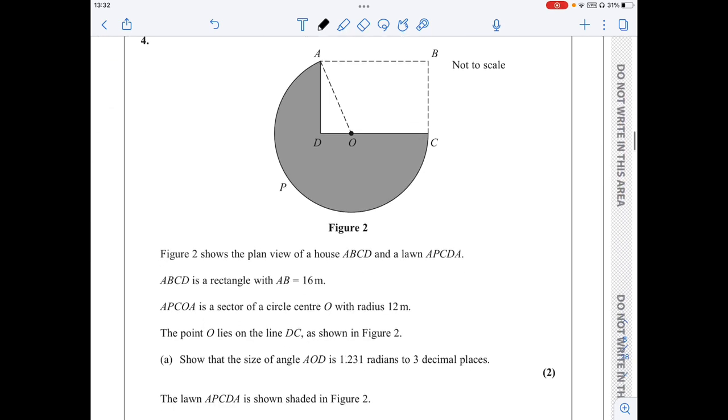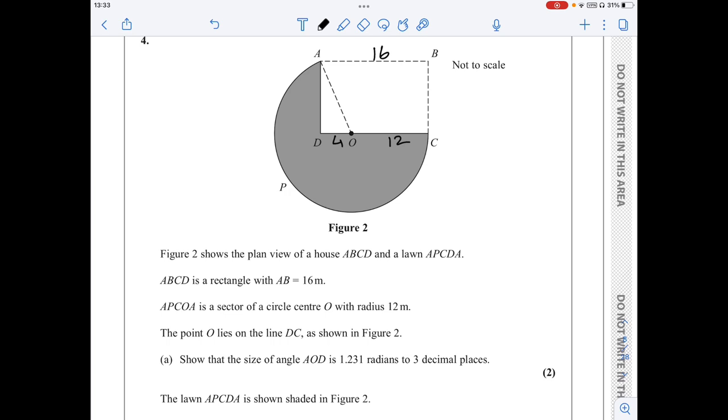Coming to question number 4. Figure 2 shows the plan view of a house ABCD and a lawn APCDA. Then ABCD is a rectangle with AB equals 16 meters. So this has to be 16. APCBA is a sector of a circle of radius 12. So the radius is 12. If that is 12, then this has to be 4.